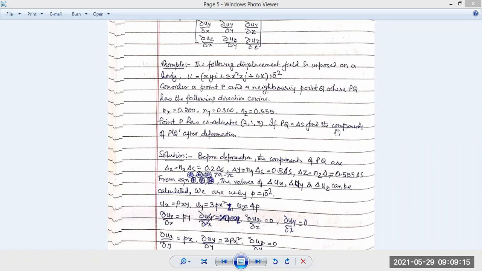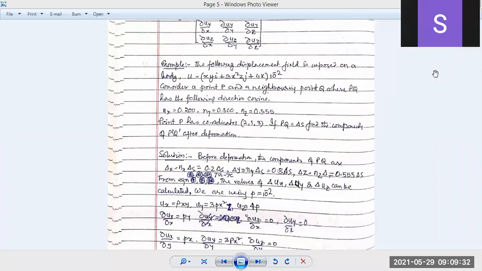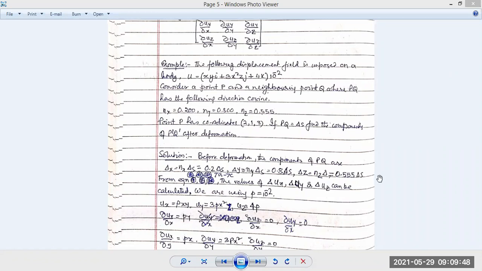Here P is displaced to P dash, and Q, which is in the neighborhood of P, is displaced to Q dash. This length P dash Q dash, although very close to PQ, is not equal to PQ. So you have to know the coordinates of P and the coordinates of Q in order to know the components of P dash Q dash. So what we do is like this.